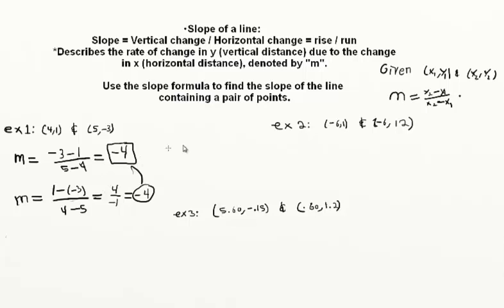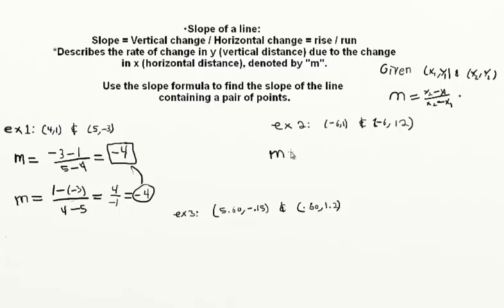So the point is, you can choose either of these points. However, you can't allow this to be the first x value and this to be the second y value. The first x value and the first y value have to be contained in one point, so don't mix those up. You can just choose which point you'd like to be first and second.